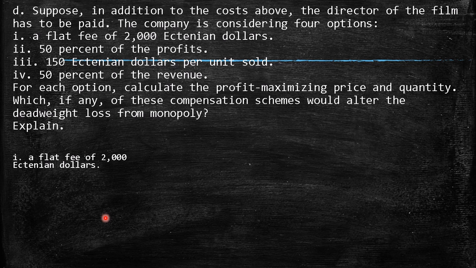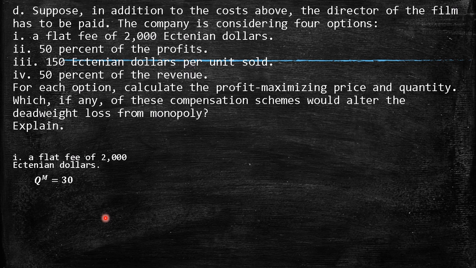Then part G says: suppose in addition to the costs above, the director of the film has to be paid. The company is considering four options. First, a flat fee of 2,000 Ectenian dollars. Second, 50% of profits. Third, 150 Ectenian dollars per unit sold. Or fourth, 50% of the revenue. For each option, calculate the profit-maximizing price and quantity. Which, if any, of these compensation schemes would alter the deadweight loss from monopoly?